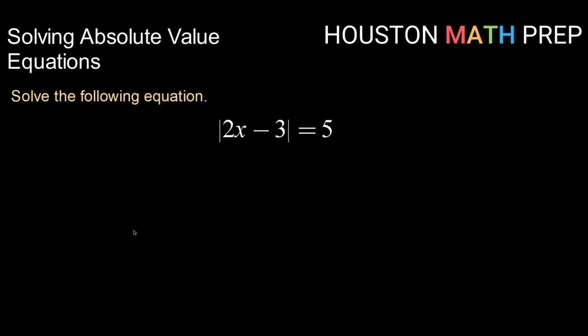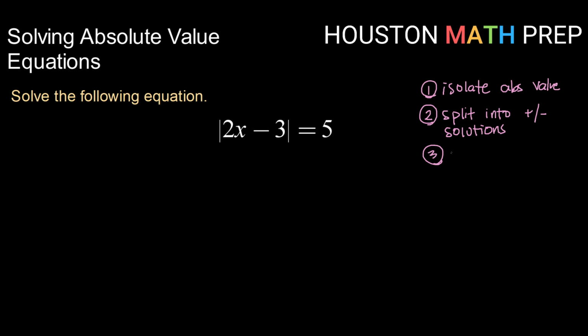In this video, we're going to look at some examples of solving absolute value equations. So, when we solve absolute value equations, the steps are going to be as follows. Step one is going to be isolate the absolute value if that is not already done. Second, that is going to be split into the positive and the negative solutions. And then step three is going to be solve each equation.